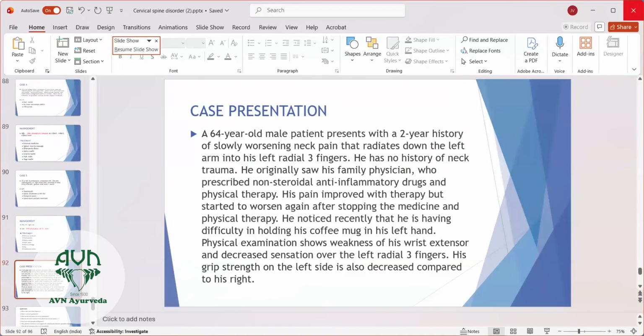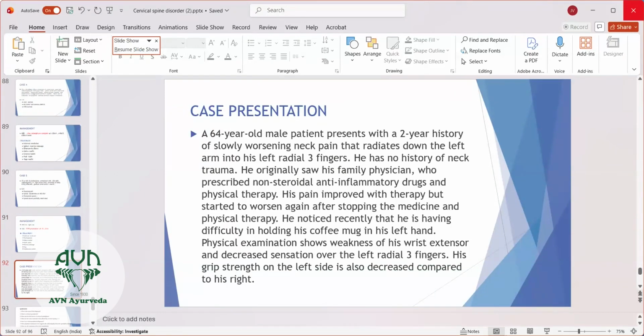So here I am presenting a case and asking questions that we are to discuss. Consider the age: a 64-year-old male patient presents with a 2-year history of slowly worsening neck pain. That means gradual onset of neck pain that radiates down the left arm into his left radial 3 fingers, that means middle finger, index finger, and the thumb. He has no history of neck trauma.